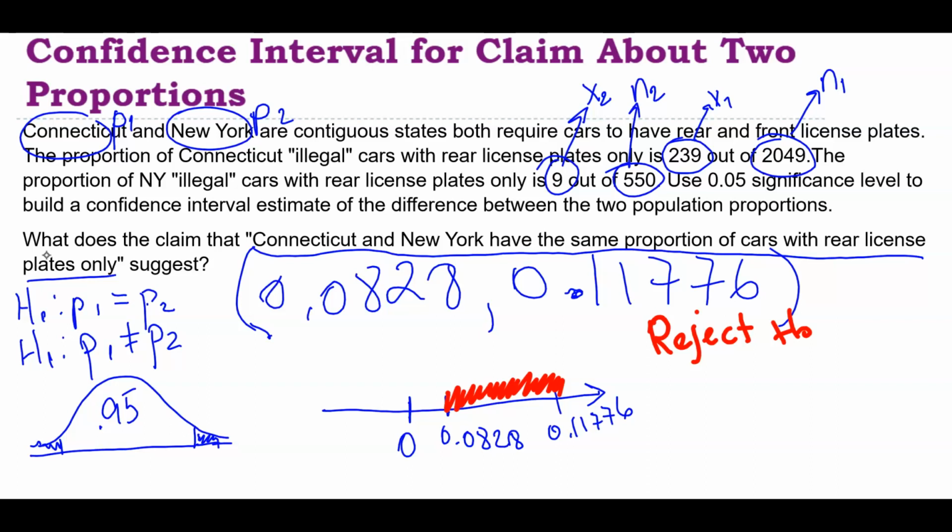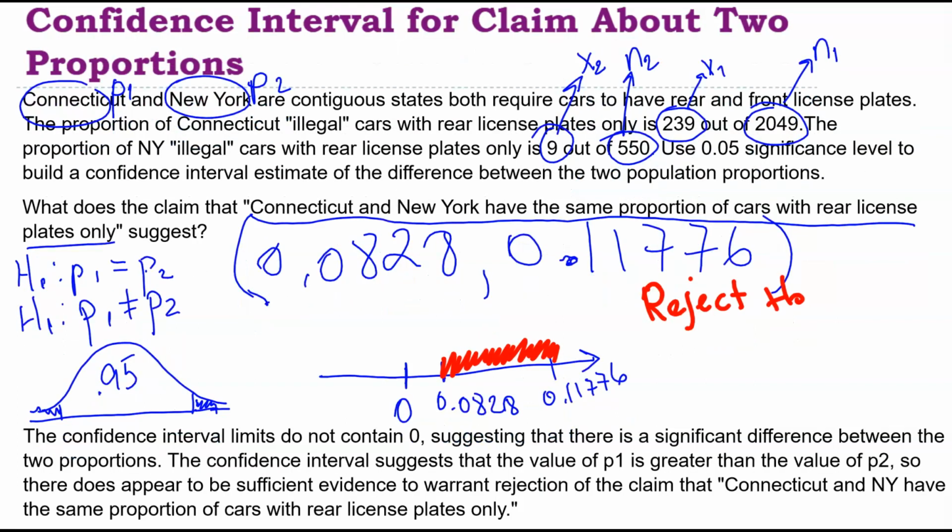And the confidence interval suggests that the proportion of the first population is greater than the proportion of the second population. So there does appear to be significant evidence to warrant the rejection of the claim that Connecticut and New York have the same proportion of cars with rear license plates only. So the confidence interval suggests that the first population is greater than the second population. How do we know that? Well, we know that because the interval is on the right side of the 0, it is greater than 0.